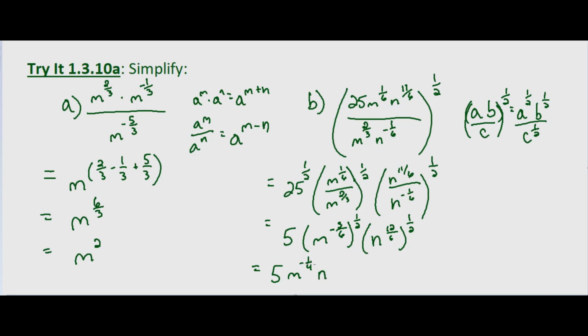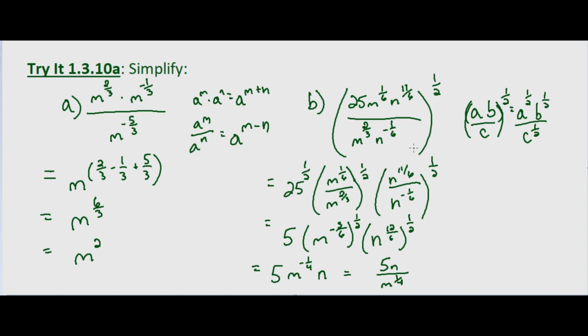Now we still have to get rid of this negative exponent. So we move it to the denominator and make it positive. So this is 5n left on top and m to the 1/4 in the denominator. So this entire big expression up here simplifies to simply 5n over m to the 1/4.